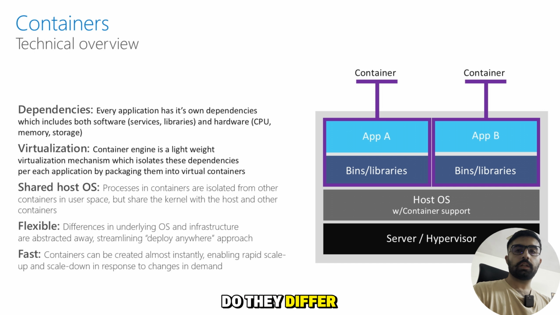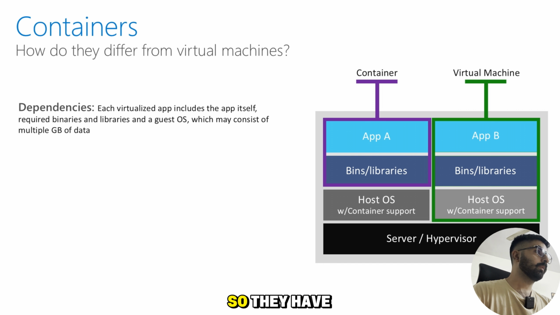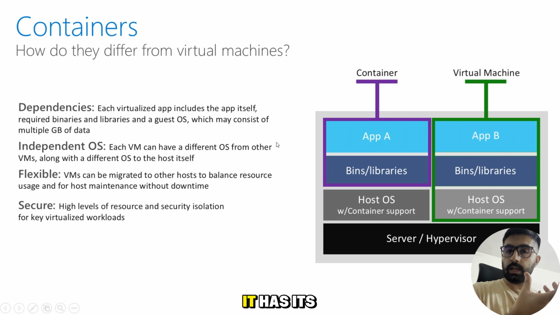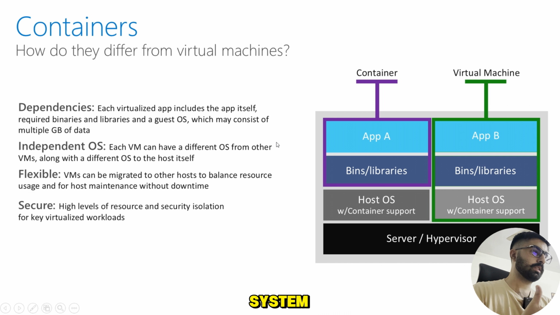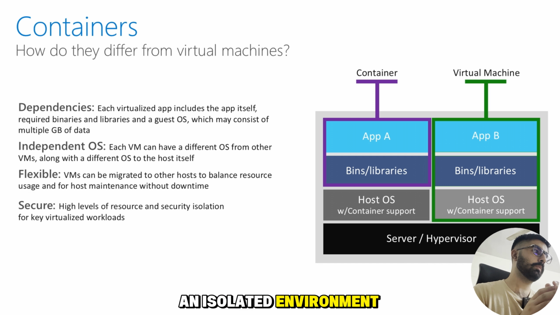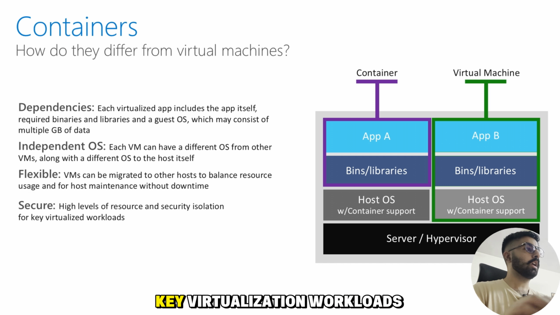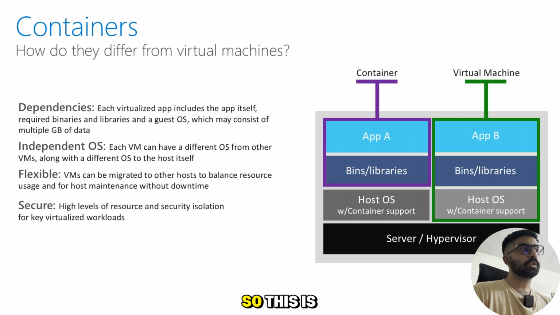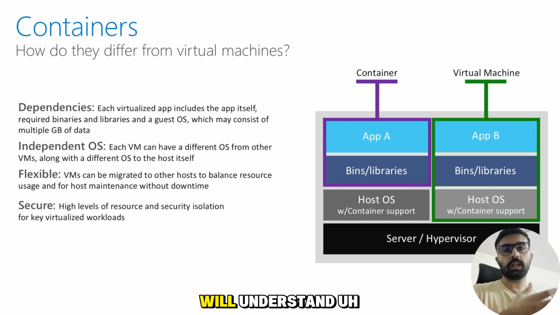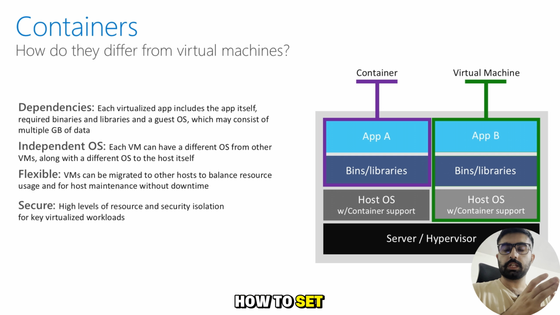So how do they differ from virtual machines? They have their own dependencies and their own independent operating system, much more flexible and much more secure. High levels of resources are used because, as I have mentioned earlier, it runs in an isolated environment, with isolation for key virtualization workloads. So this is what Docker containers are, and in the next video we will understand how to set up Docker and what Docker commands we are going to use.